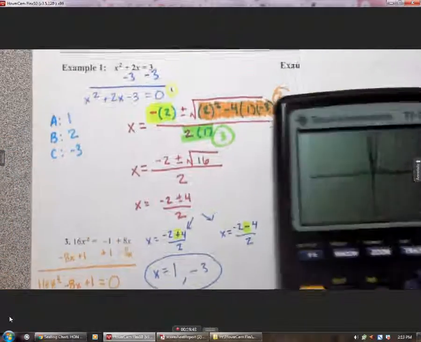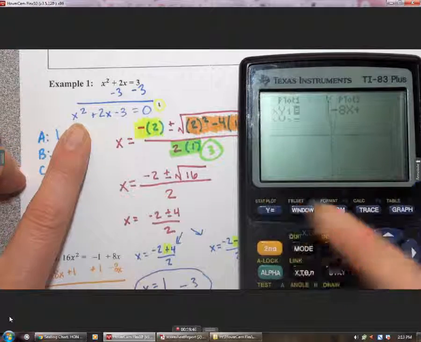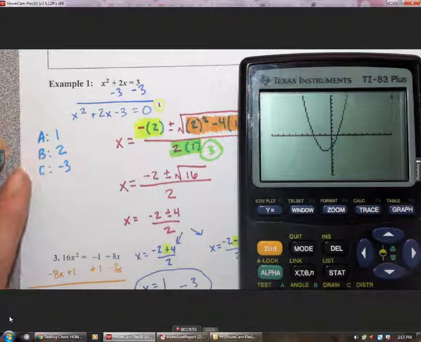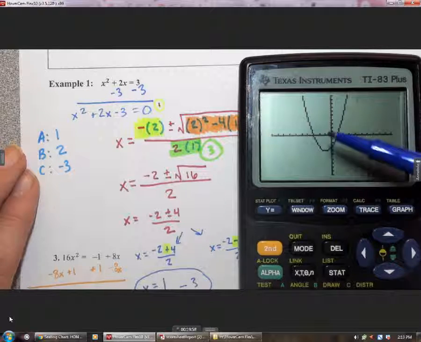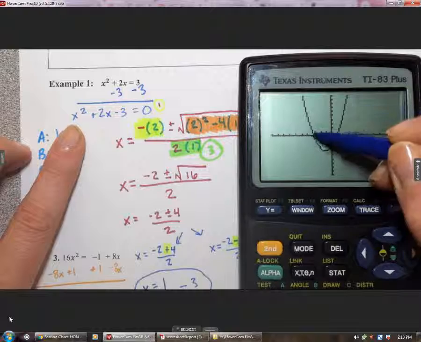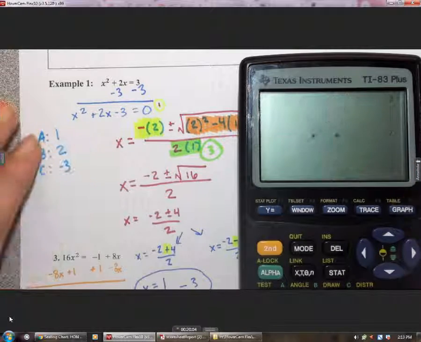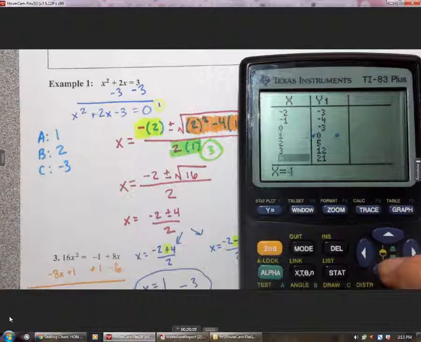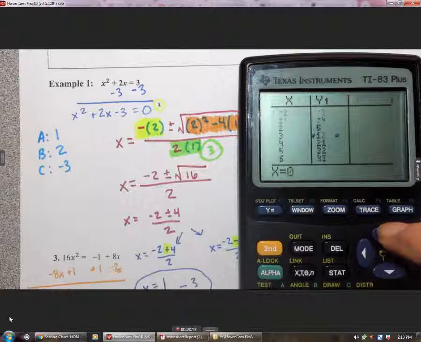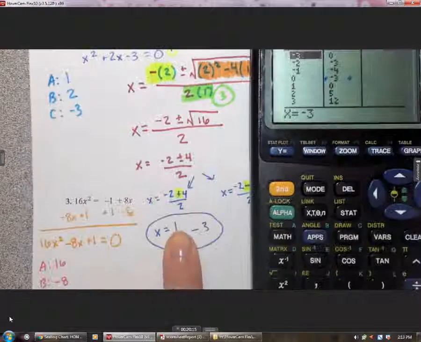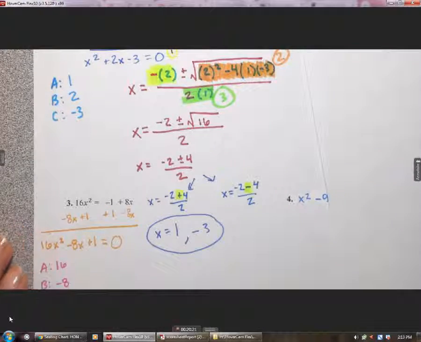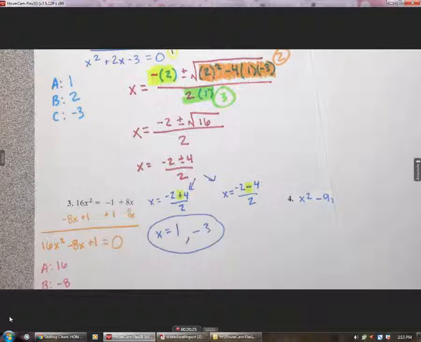On the first one that we did, I should have shown you this picture when we started. If I graphed that first one, it was x squared plus 2x minus 3. How many times did that one cross? Twice. Right here and right here. And if I checked my table, the zeros of the graph are at 1 and, oops, I'm going the wrong way, negative 3. And that's what I got for my solutions, 1 and negative 3. This tells you the zeros. It's just a way to do it by hand instead of by graphing. Kind of cool.